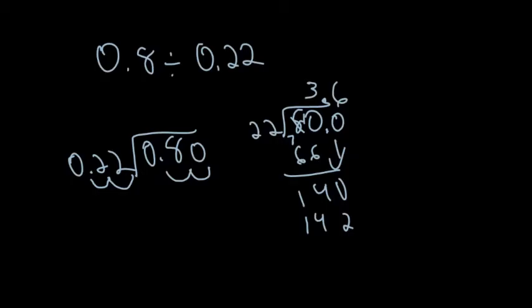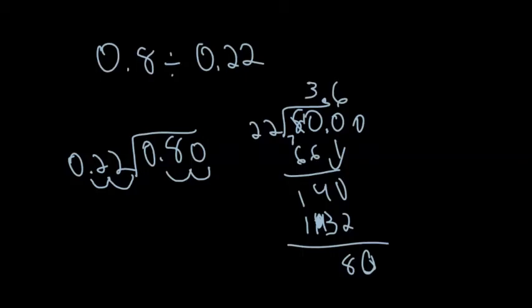Oops, I made a mistake. That should be 13, not 14. And it's not letting me fix it. 13, so it'll be 132. So I got 140 minus 132, which would be 8. Add another 0, bring it down. I get 80. And 80 is what I started with, so this is just going to start repeating.